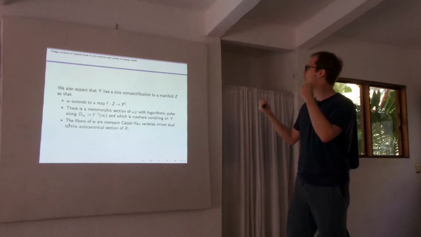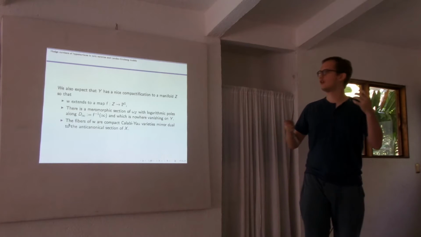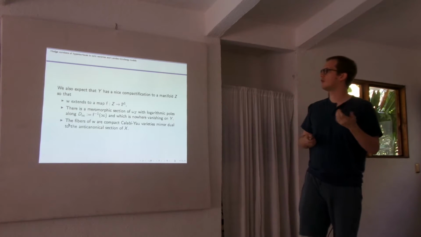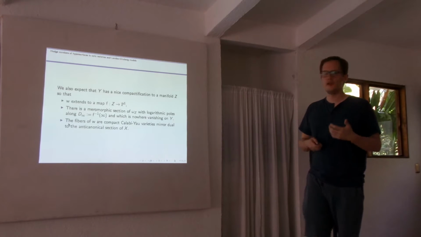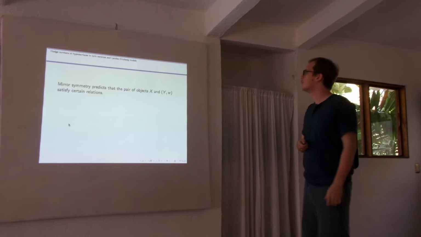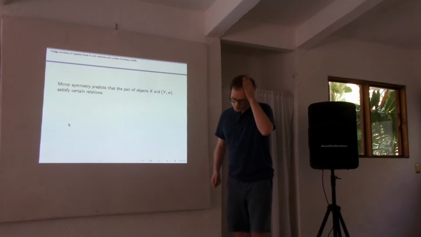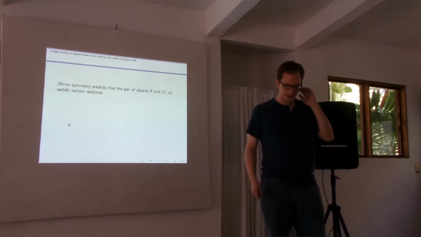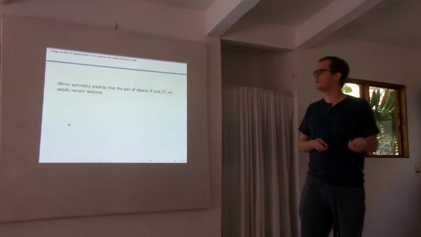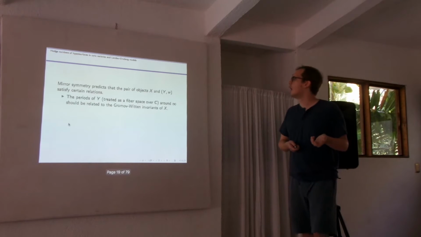This gives that the fibers of this superpotential are Calabi-Yau varieties, and that they're actually mirror dual to the anticanonical hypersurfaces in the Fano variety we began with. So these are just things that come out of the construction. Okay, so what relations should X and this Landau-Ginzburg model satisfy if they're, say, homologically mirror to each other or something like this?